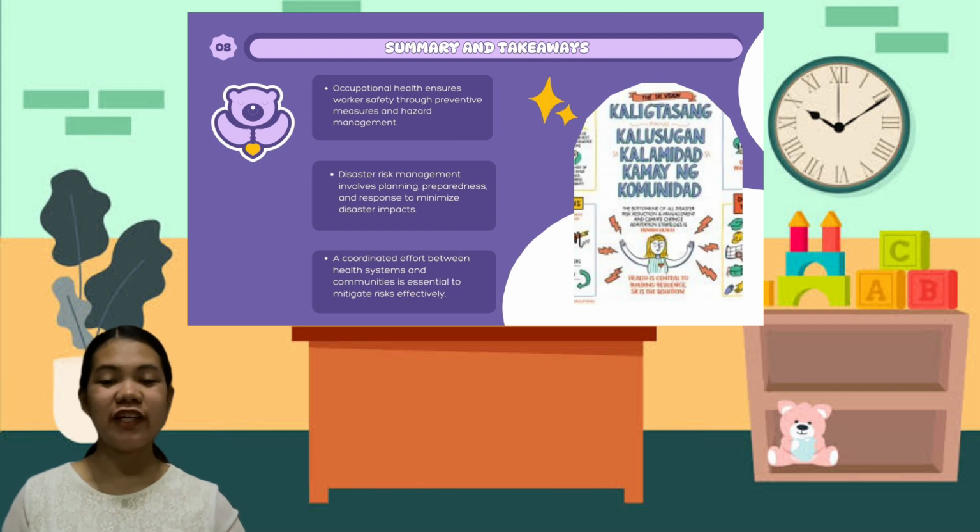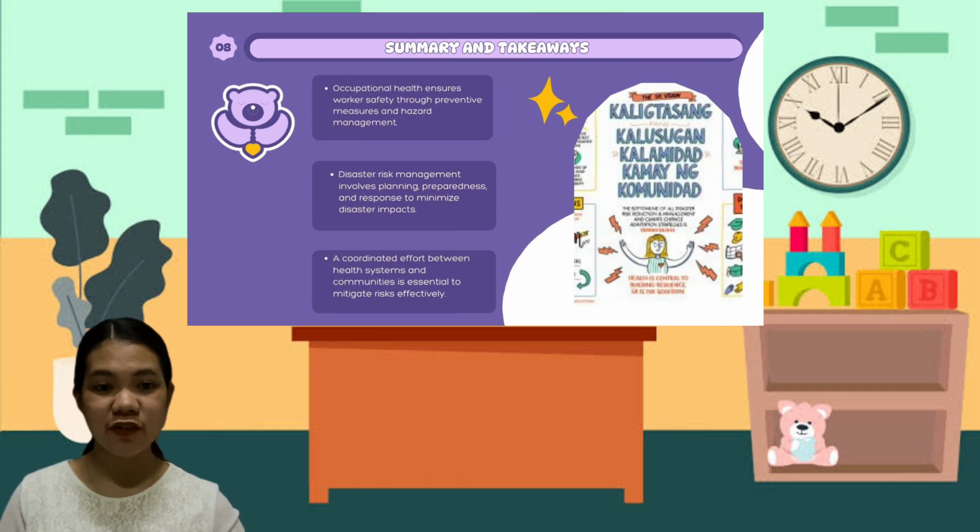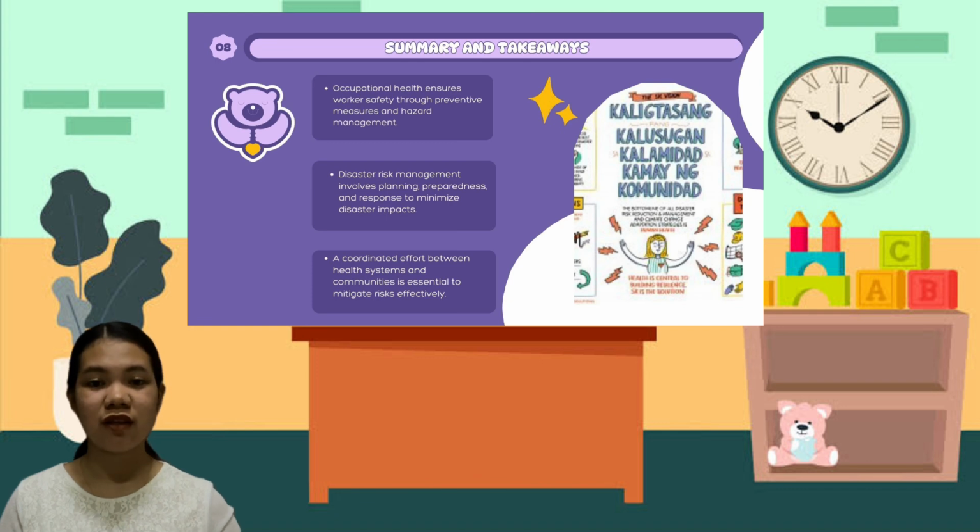For the last slide, here are some of the summary and takeaways we should know. Both occupational health and disaster risk management play vital roles in safeguarding lives and livelihoods. By prioritizing worker safety and preparing for potential hazards, we can create healthier, more resilient workplaces and communities. Effective risk mitigation requires a collaborative effort between individuals, organizations, and health systems to ensure a safer future for all. Let's commit to proactive planning and continuous improvement to reduce risk and protect what matters most. Always remember that preparedness is the key to saving lives and reducing damage.